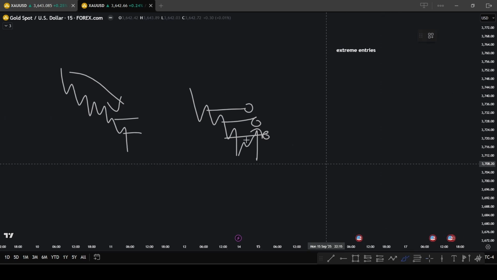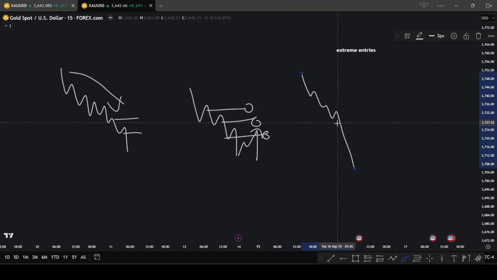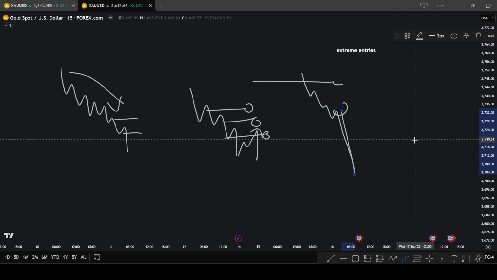Extreme entries, and you don't need to short in the middle of the move. Let's suppose you missed the entry here and that trade is going in your direction. That doesn't mean you will just enter in the middle and just take some profits. That doesn't work for me, but for someone it may work. But you can see your journal and how it works for you. It depends on your data.